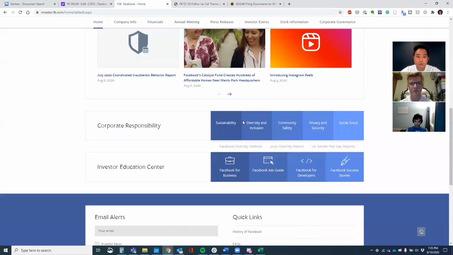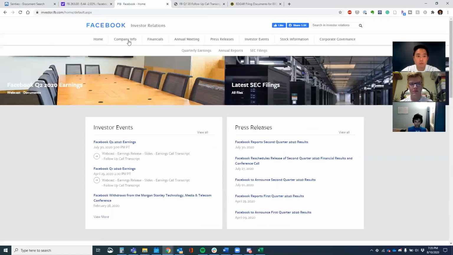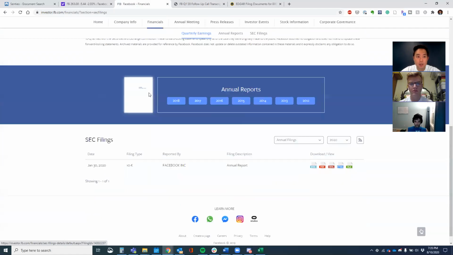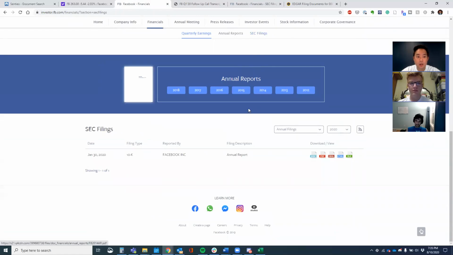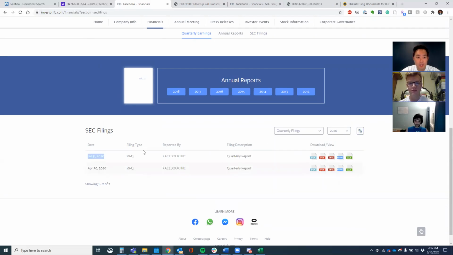So from here, I'm looking for SEC filings. So I go financials, SEC filings. So here's the second quarter. See, you get everything you want. Form 10Q. Oh, they're only giving it to me in HTML. Annual reports. Oh, actually, sorry, SEC filings here. Perfect. Annual filings, here it is in PDF. Quarterly filings, here it is, the latest 10Q as of July 31st, which is 10 days ago.